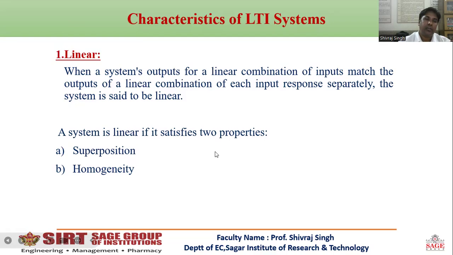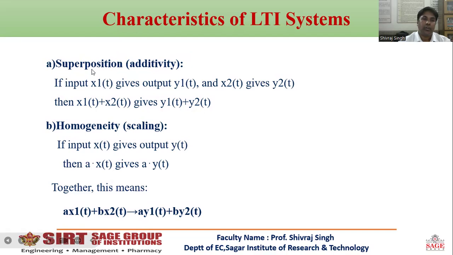That means the linearity property: when the system output for a linear combination of inputs matches the linear combination of the responses to each input separately, the system is said to be a linear system. First, a linear system satisfies the superposition principle, which we already discussed, that is the additive property.